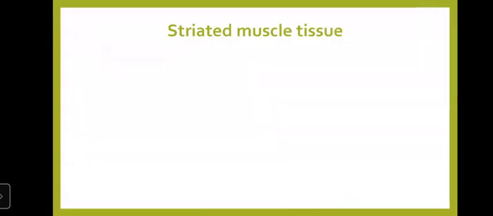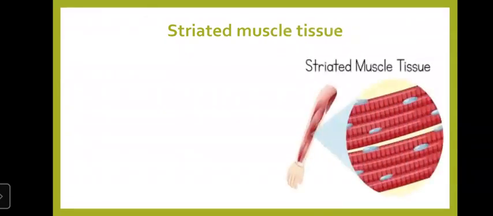So the first one is striated muscle tissue. Observe the image carefully. You can see that the structure of this muscle fiber is elongated and cylindrical in shape. You can notice certain dark and light bands on the muscles.